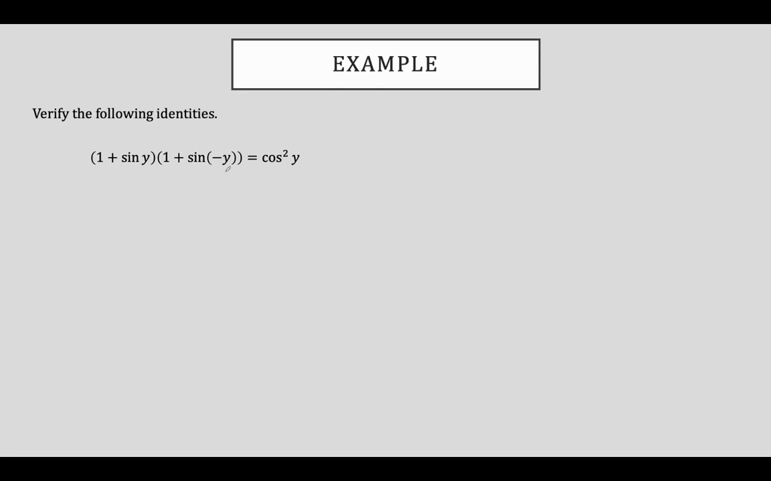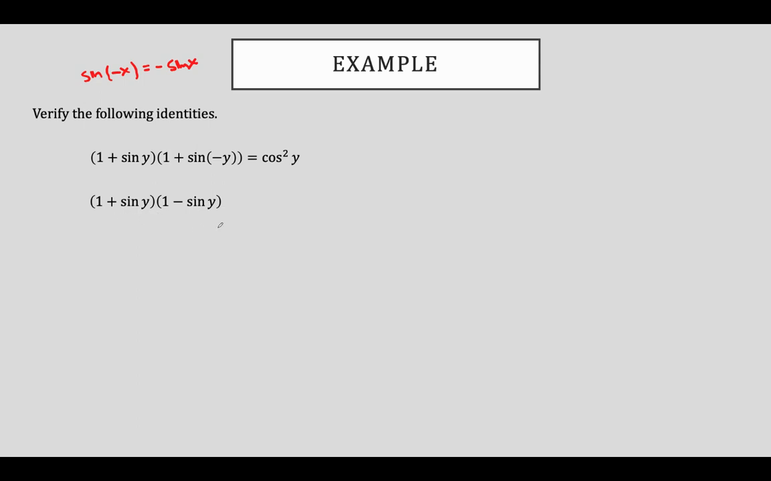Well, one thing that jumps out at us here is that we have a negative inside of this trig function. And whenever you have negatives inside of trig functions, you should think about using the even and odd identities. Recall that our sine function is an odd function. Therefore, the sine of negative x is equal to negative sine x, right? Sine is an odd function. Therefore, I can replace sine negative y with negative sine y. This now leaves me with 1 plus sine y times 1 minus sine y.